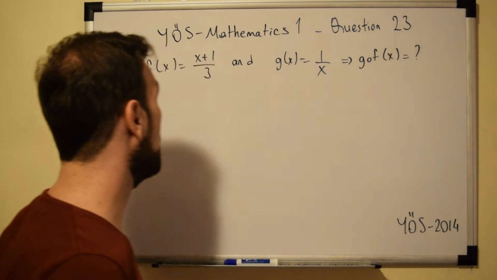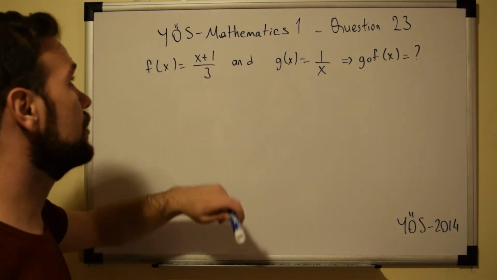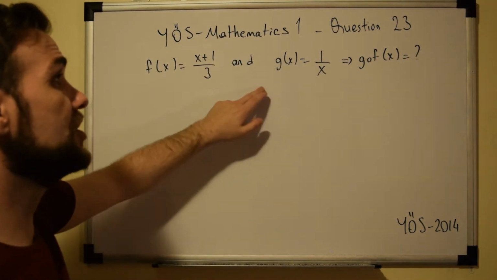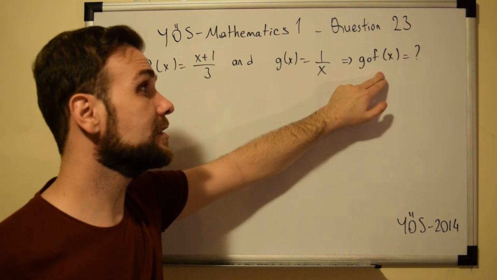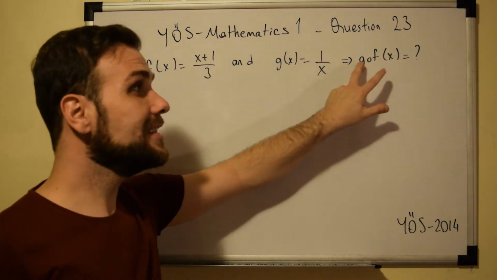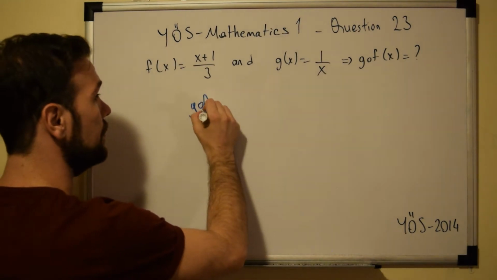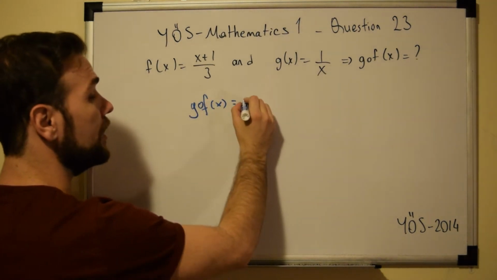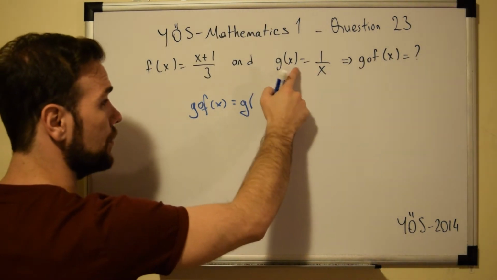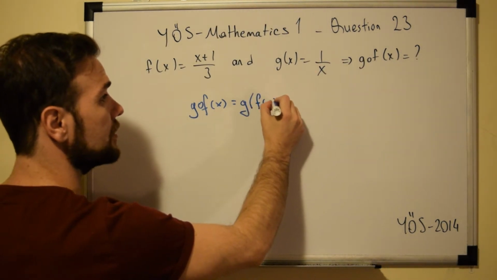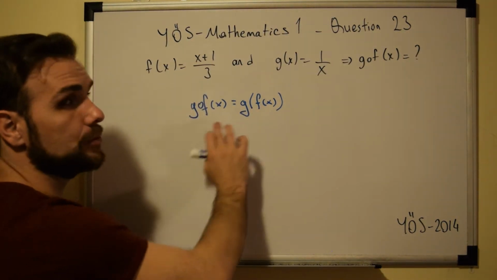In this question we have function f(x) which is equal to (x plus 1) over 3, and we have function g(x) which is equal to 1 over x, and we are asked g of f of x. What does this g of f of x mean? It means that when we have the g function, instead of x, we will use the function f(x). So literally this is what it means.